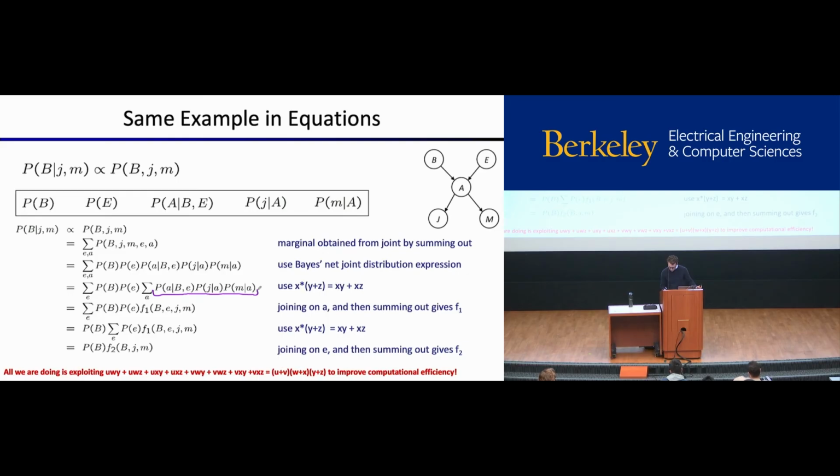Well, first we have to multiply these things together. So we have P of, put all the things on the left, A, J, M, given all the things that are only appearing on the right, given B, E. And then we're summing out A, so we get rid of this. So this will be P of J, M, given B, E. So the form of this thing is this.